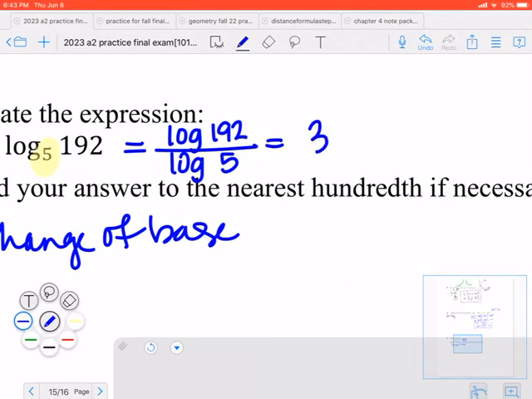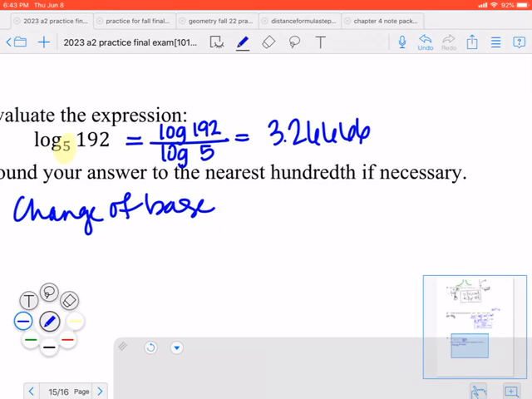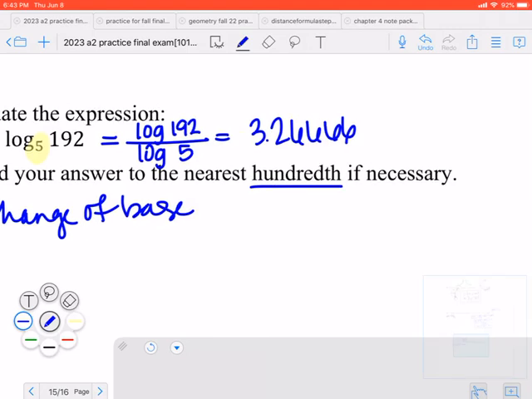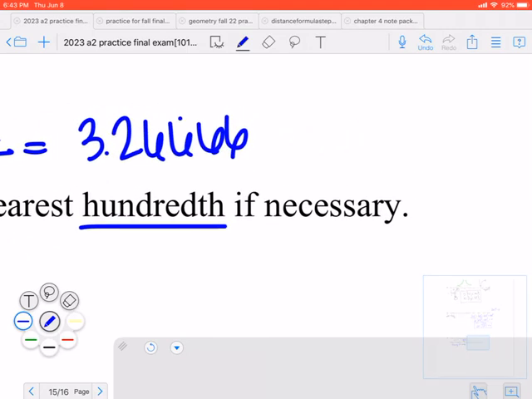And that is 3.266666. It says to round to the nearest hundredth. So our 6 makes the previous 6 a 7, giving us 3.27.